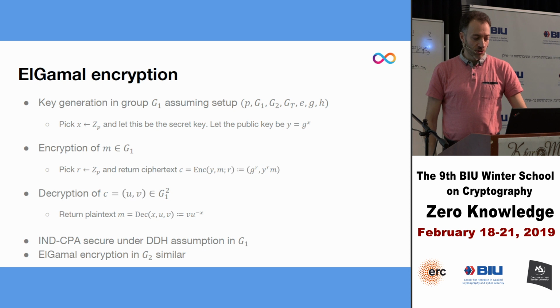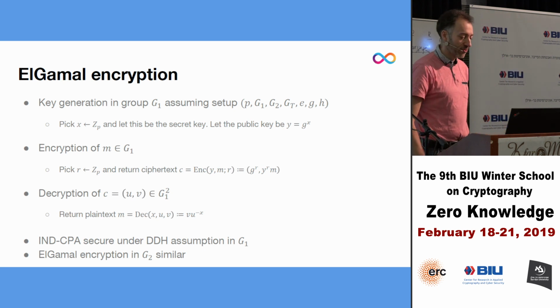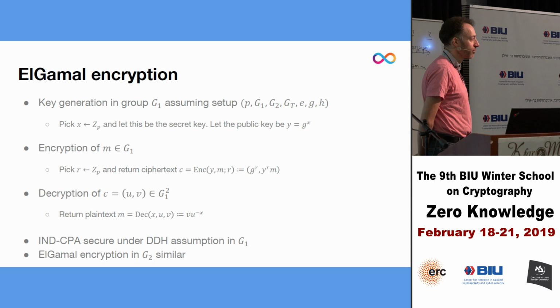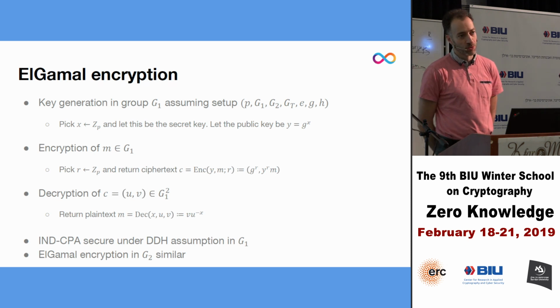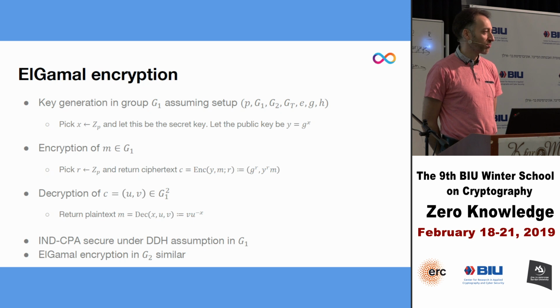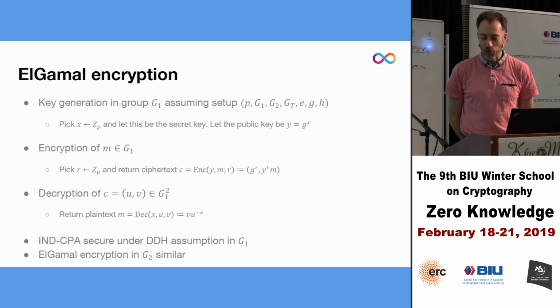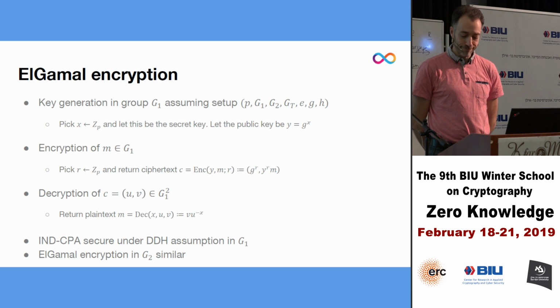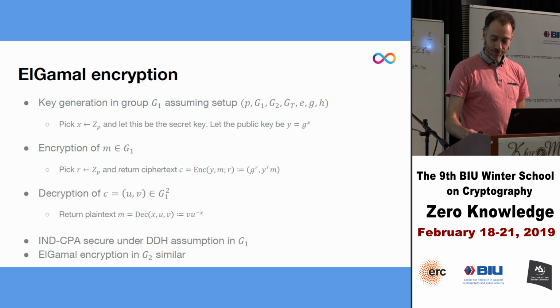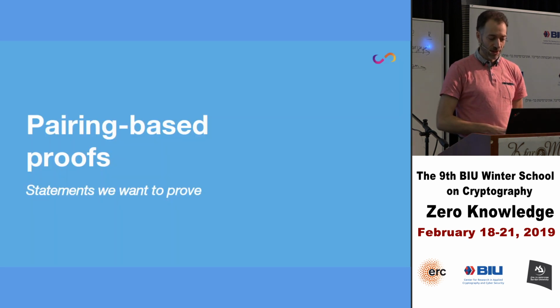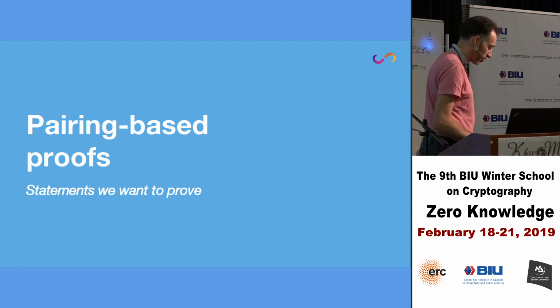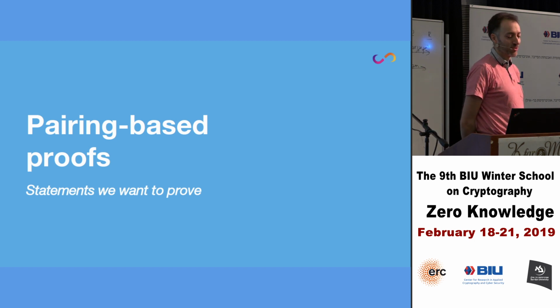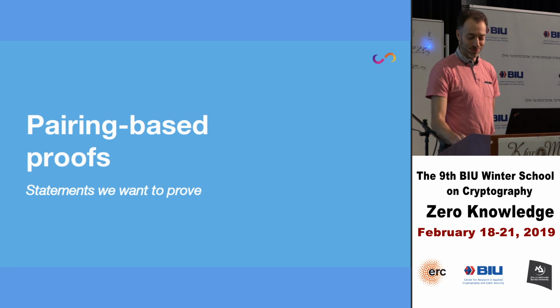And we know that this is indistinguishable under chosen plaintext attack if the decision Diffie-Hellman assumption holds in source group 1. And of course, you can then do ElGamal encryption in source group 2 in a similar way. So that's the tool I'm going to be using a lot in this talk, and nothing else really. Okay, so now let's get to the fun part and talk about pairing-based proofs.